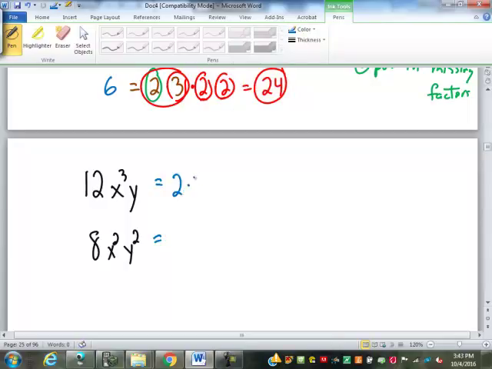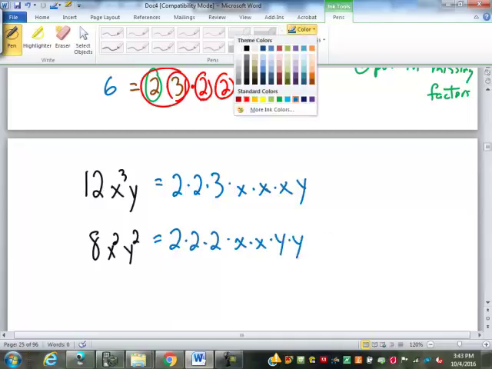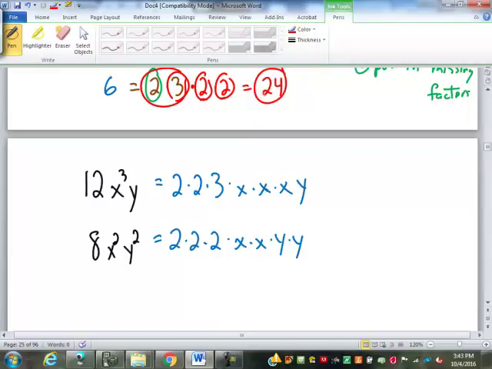12 factors out to 2 times 2 times 3. X to the third is just x times x times x. And then we have the y. 8 is 2 times 2 times 2. X squared is x times x. Y squared is y times y. What do they have in common? A 2 and a second 2. You got it. They also have an x and a second x and a y.